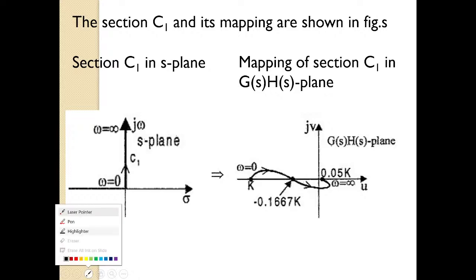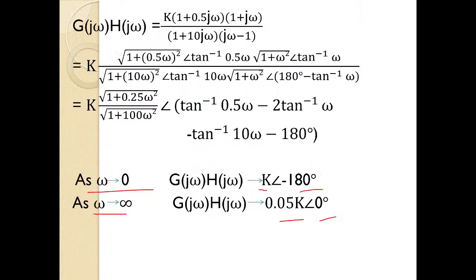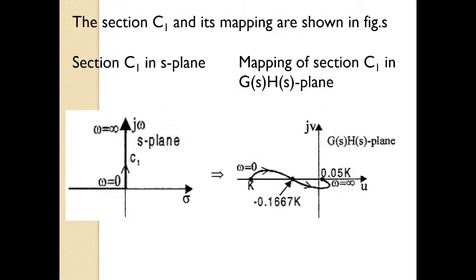I will just show you. When omega is tending to infinity, you have got some magnitude of 0.05 K. So locate that point on the axis of 0 degrees. This is our 0 degree axis, and this is our minus 180 degree axis. This is minus 180 degree and this is our 0 degree axis. So the plot will start when omega equal to 0.